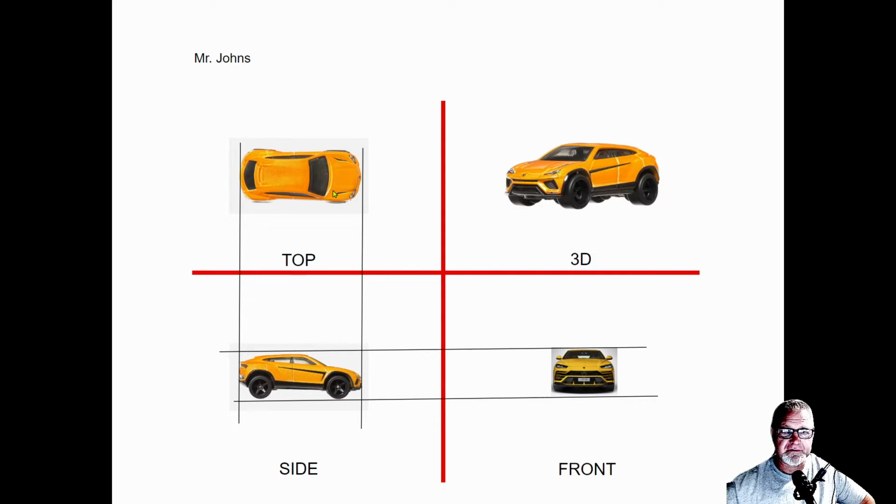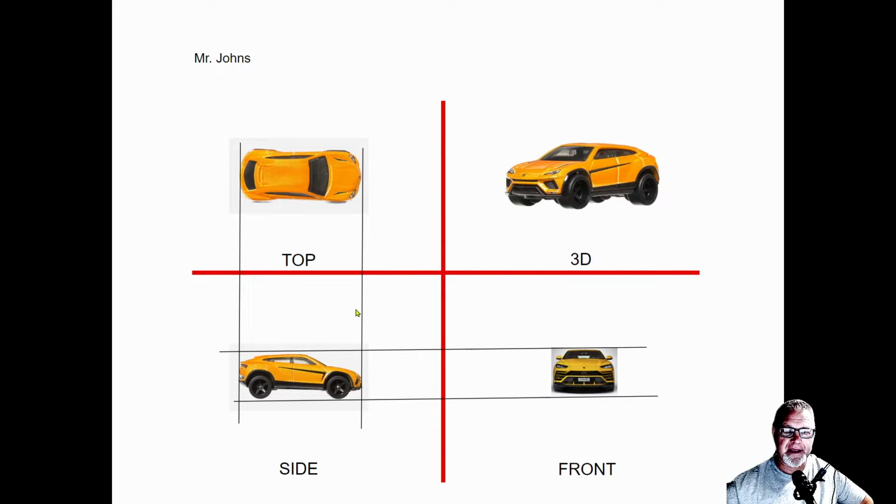Next, I want you to sketch in some details. Maybe the windshield, maybe where the wheels are, maybe any racing stripes or a number or decals to make it stand out as that car. Okay? Next, you're going to take that same car, and down below, you're going to flip it over on its side, and you're going to trace it again, side view.